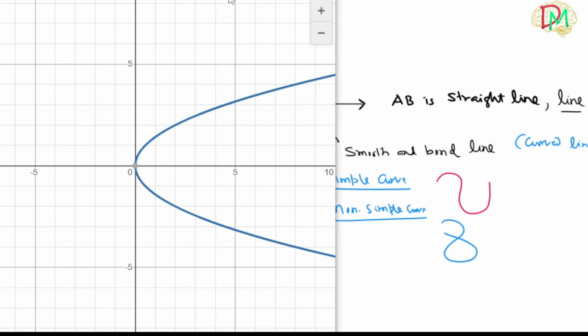This is an example of a curve, and we can represent this with the algebraic equation y square is equal to 2x. It is the well-known parabolic curve.